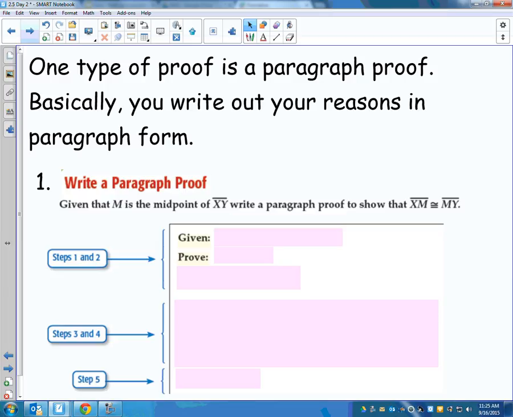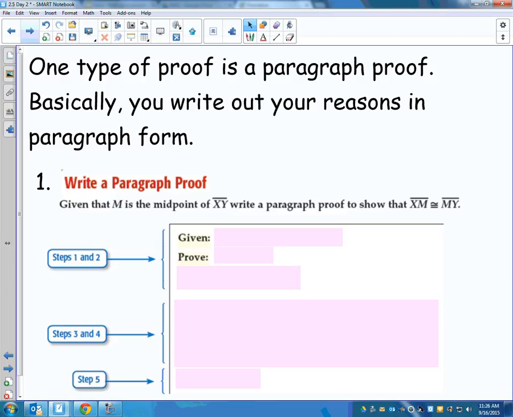But let's just think about this before we jump into the proof. It says, given that M is the midpoint of XY, write a paragraph proof to show that XM is congruent to MY. That seems logical, right? You agree that that seems like a true statement? We want to prove it.